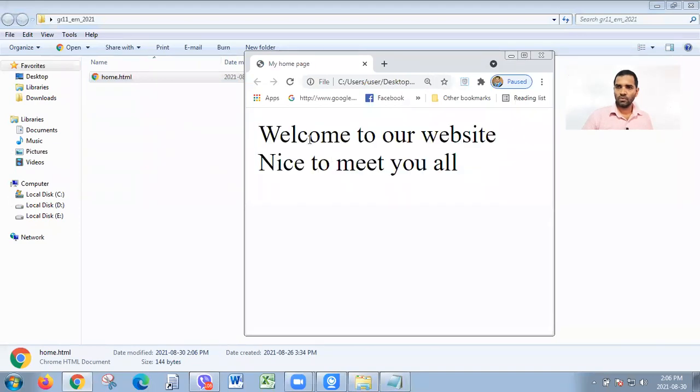Just to recall, look here. I have reduced the size, restored the size of the web browser. Look at the output. Welcome to our website. Nice to meet you all. It looks in big font because the zoom has been increased. That's why it is big, but the default size is small. And also look at the title bar. It shows my homepage.